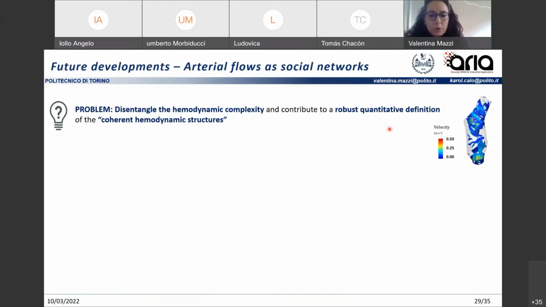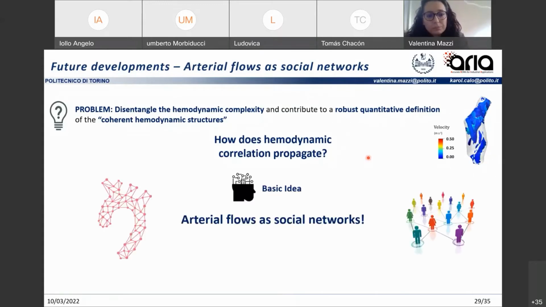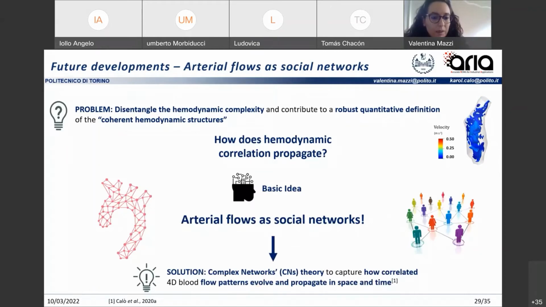So we wanted to know how this hemodynamic correlation, for example, between blood velocity signals, propagates inside an artery. And in order to answer this question, the basic idea was to model arterial flows as social networks, using in particular the theory of complex networks to capture how correlated four-dimensional blood flow patterns evolve and propagate in space and time.